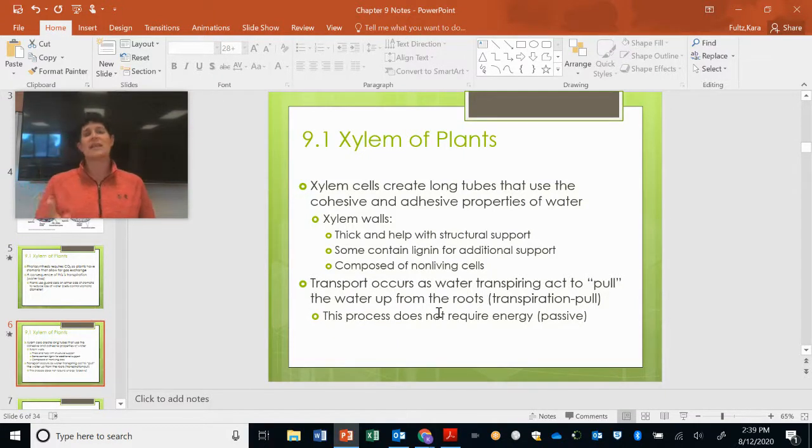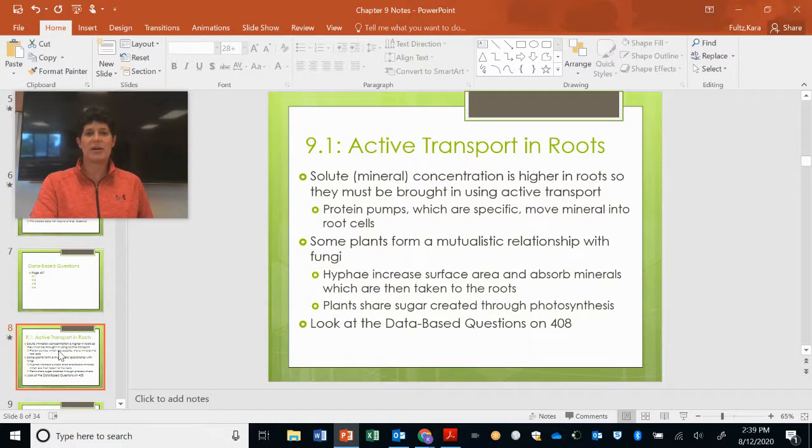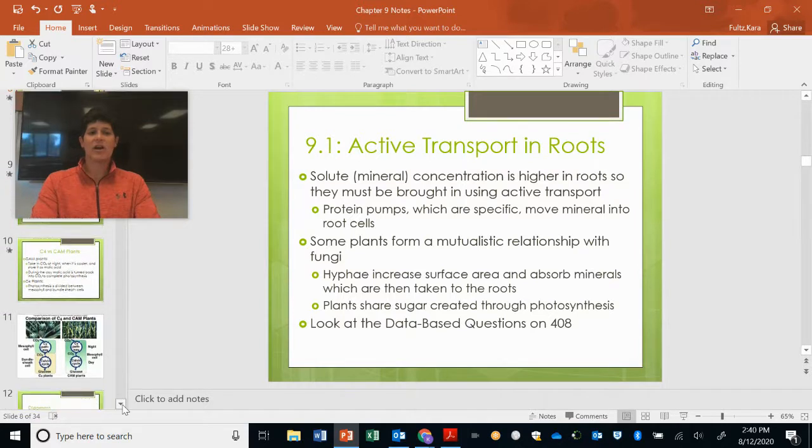Another cool thing that happens is as the plant is absorbing that water, it also brings in different minerals and ions that are in the soil. Not as many as it needs. So a lot of times the plant also has a relationship with fungal hyphae, which increase the surface area so they can pull in more. They also will have active transport or protein pumps that move in specific minerals that they might need a lot of. And so those are different ways that happens. So this slide here and in the book talks about different ways that we can actively pump things into the cell.